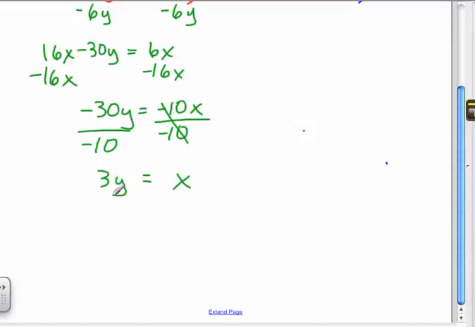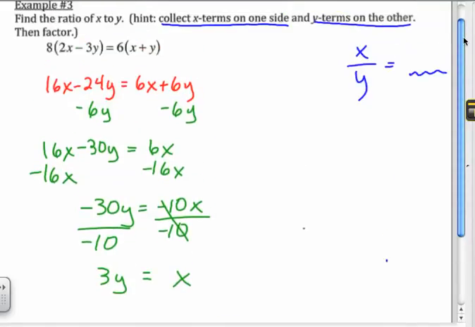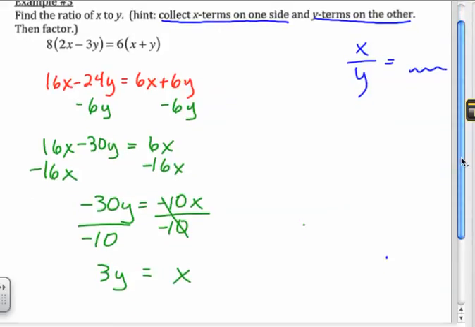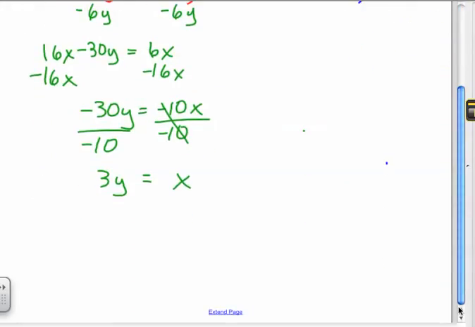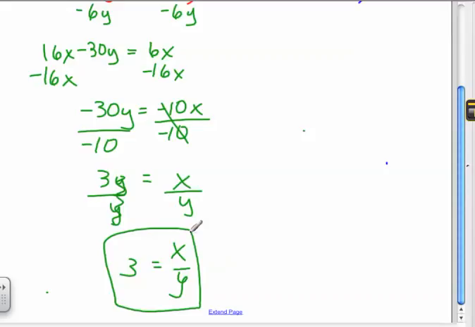3y. Now, wait a minute. Remember, we wanted the answer to be x over y. What could I do to this equation that I have so that I have x over y? Eric? You put the x on the top. I could divide both sides by y. Now the y's cancel, right? And I have x over y is equal to 3. That's what I wanted. I wanted to know what is x over y. It's 3. The ratio of x to y.